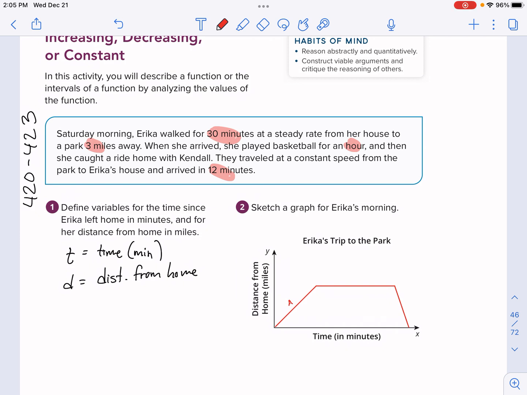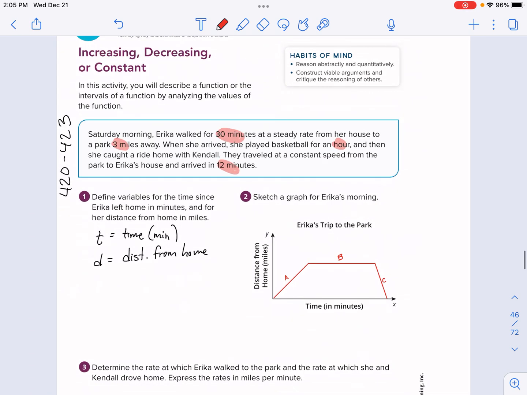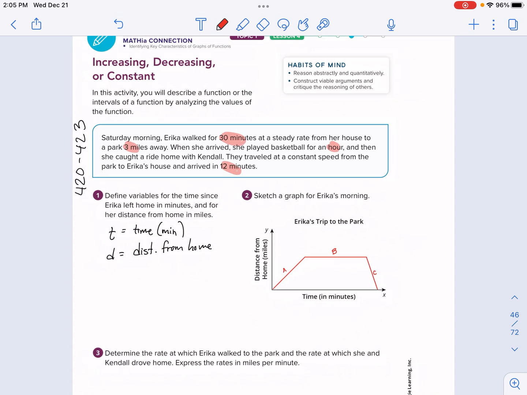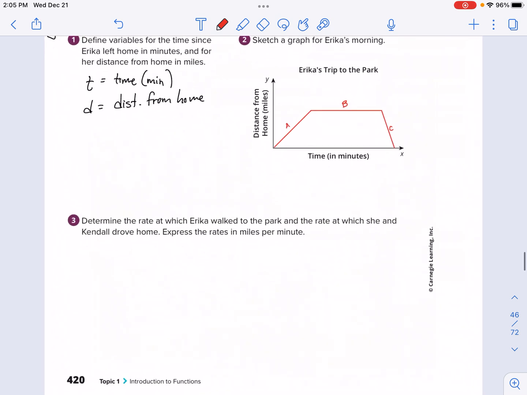This is her walking to the park at a steady rate for 30 minutes. This part B is her at the park for an hour. And then part C is her going home. This line is steeper than the original line because, right, a car is going to go faster than walking. But let's go ahead and talk about these rates for number 3.